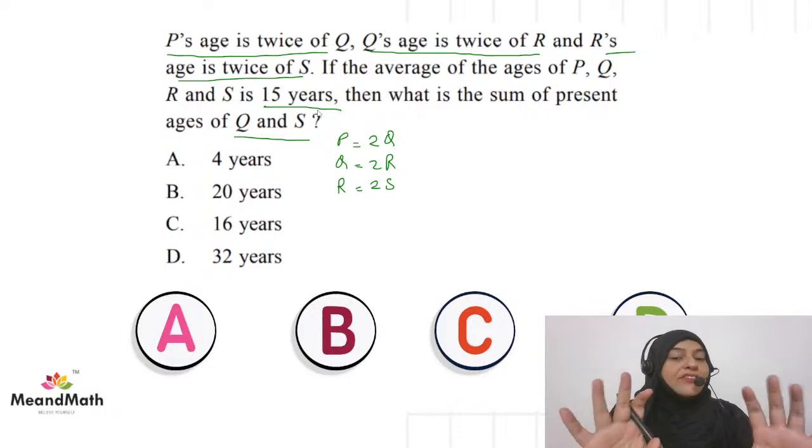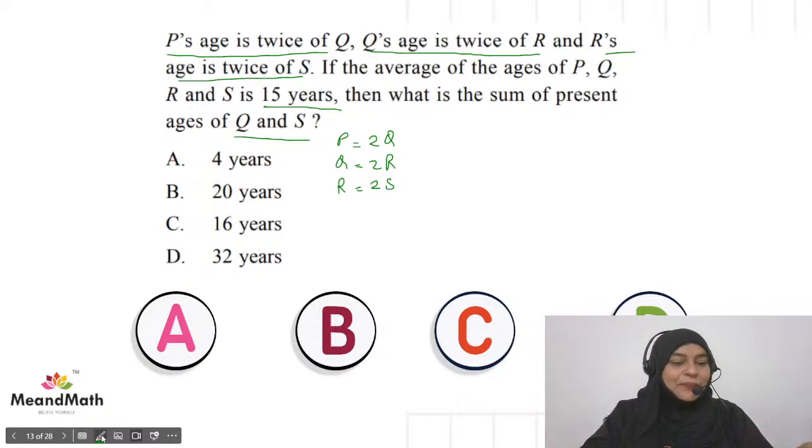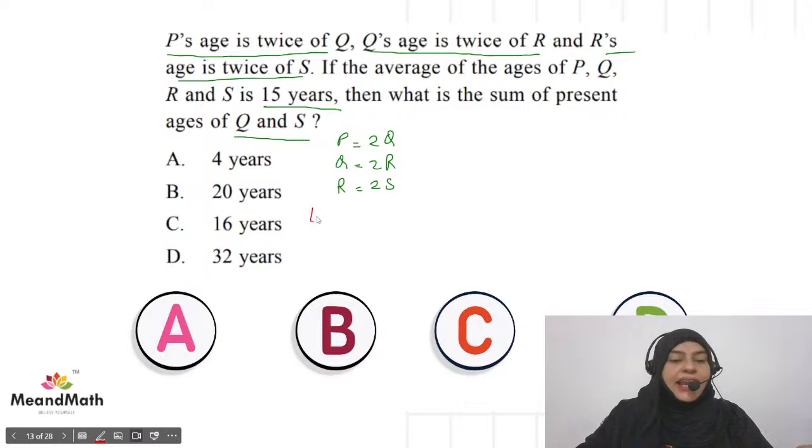Whenever you have this kind of situation, always start with the younger one. Who is the younger one here? S is the younger one, right? So start with S. Let the age of S be x years, right? So when S is x, then R will be 2x. What do you think?